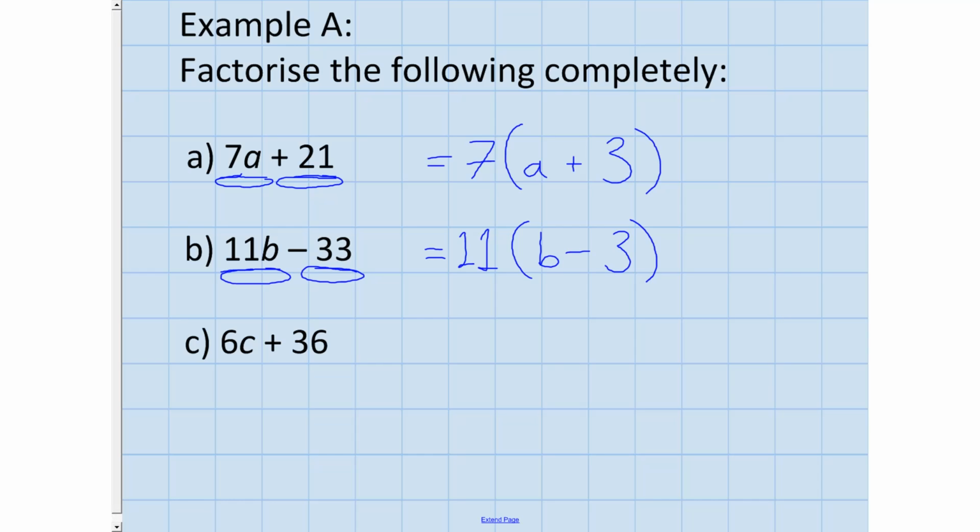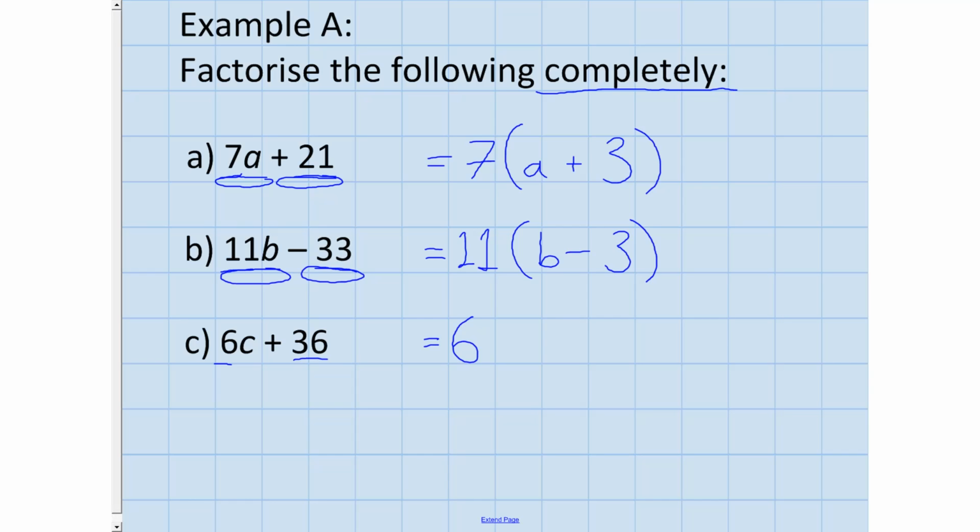And finally, C, 6c plus 36. Well, if we look at the two numbers, there are actually quite a few factors these numbers share. You could have 2, 3, or 6. But the clue was in the question. It said factorise the following completely. That means you want the biggest number that's a factor of 6 and 36. And that will be 6.